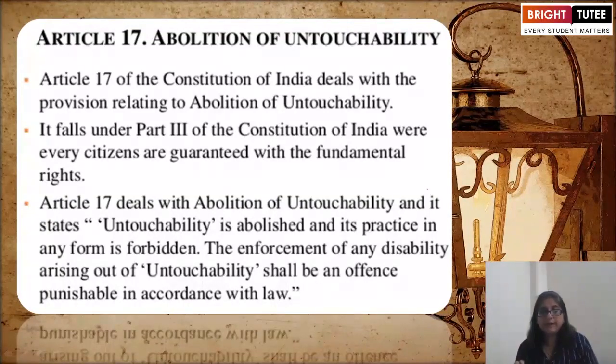And under these fundamental rights, the Indian Parliament passed the Abolition of Untouchability Act 1955, and its practice in any form is forbidden. Article 17 deals with the abolition of untouchability. It states it is abolished and its practice in any form is forbidden, and the enforcement of any disability arising from it shall be an offence punishable in accordance with law. There are a few things which the government can do in this regard: reservation in government services, the right to education in government schools and colleges, and special arrangements for education also. And one more thing was there, like abolition of titles.